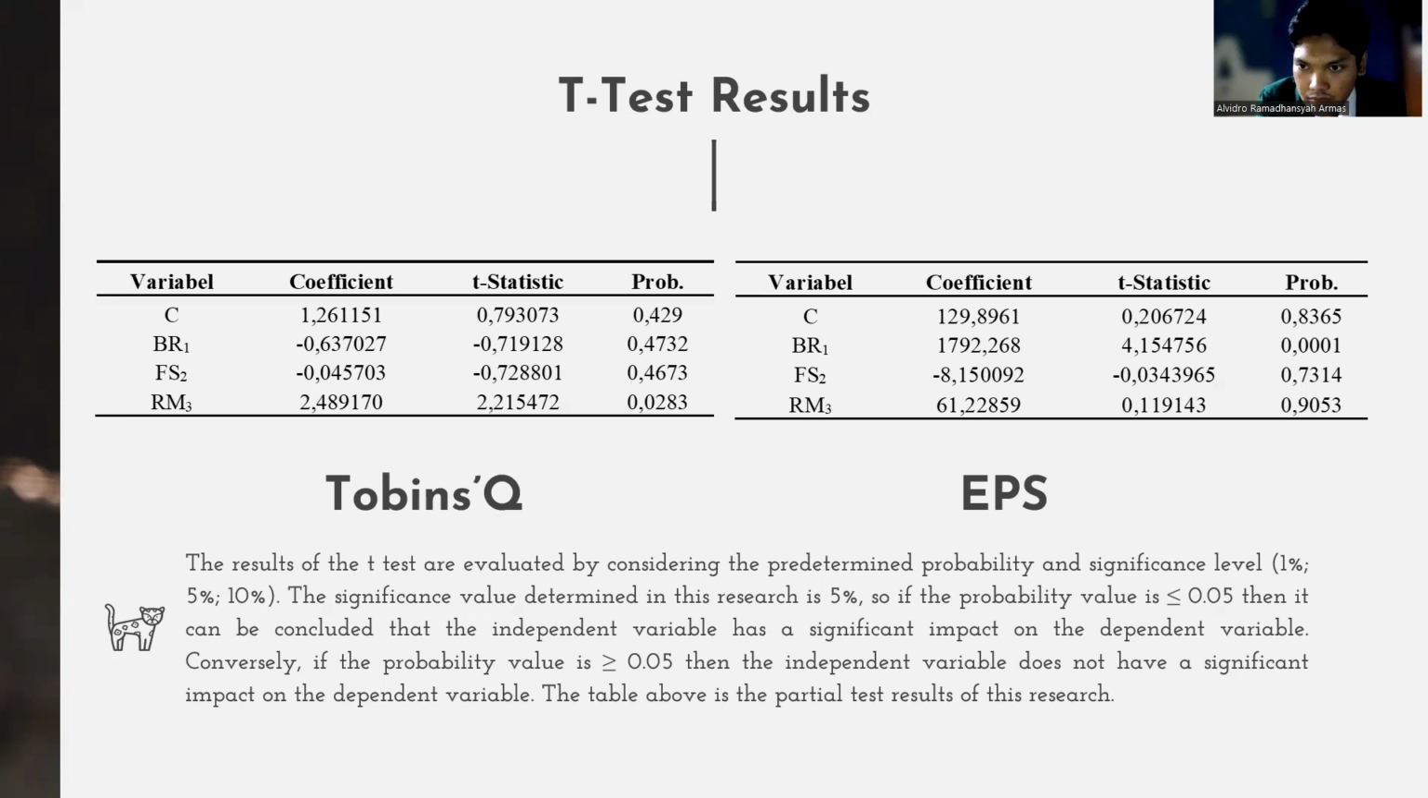Then for the risk management variable, we get a probability value of 0.09053. But however, there are different results on the business risk variable. This variable gets a significant result on company value, where it can be seen on the probability value that the business risk variable gets a value of 0.001, which means that the business risk variable has an effect on the company value proxied with EPS.